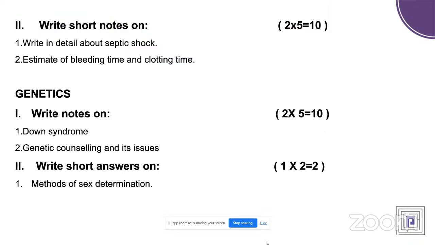See, I've told you, this pathology is for 25 marks and genetics is for 12 marks. That doesn't mean you should underestimate genetics. I'm just telling you because in genetics there are only three questions, it is very tough to identify which topics of genetics these three questions are picked from. So here they have given Down syndrome, genetic counseling and its issues, and methods of sex determination. Comparatively, they are the most common questions only. It's not some rare kind of question from genetics. These are the most common topics we focus on in genetics.